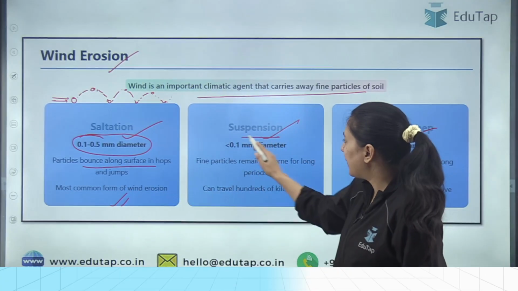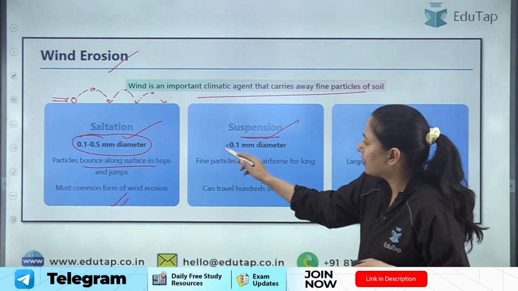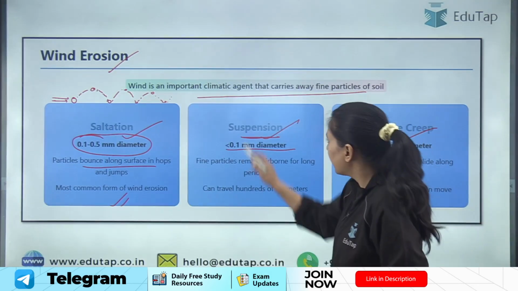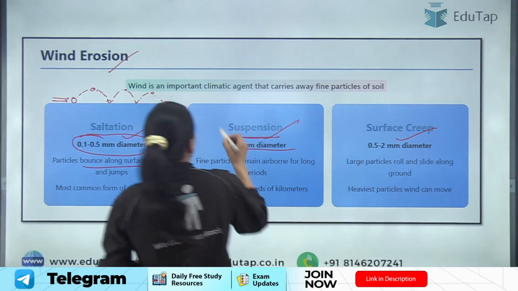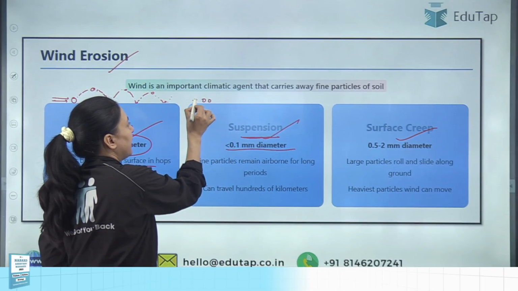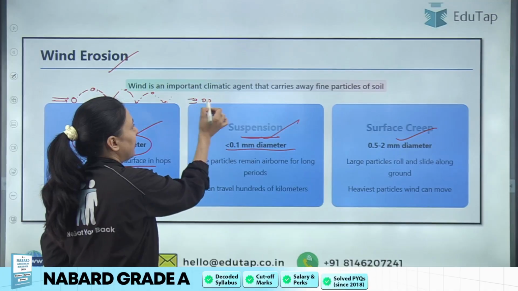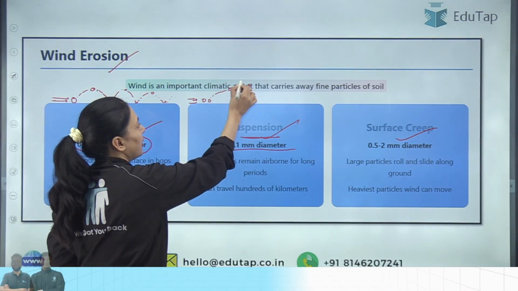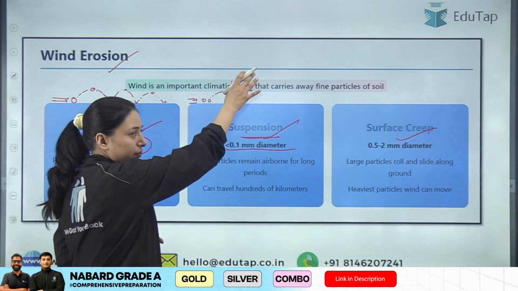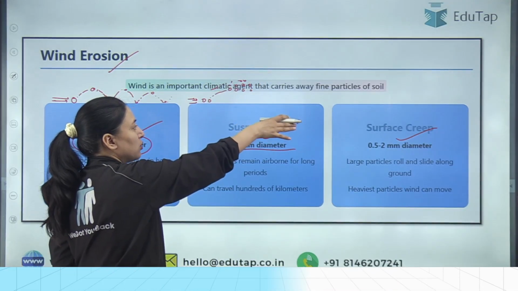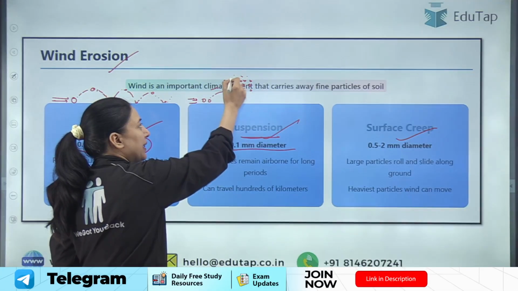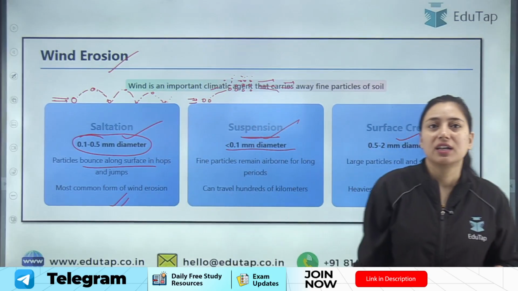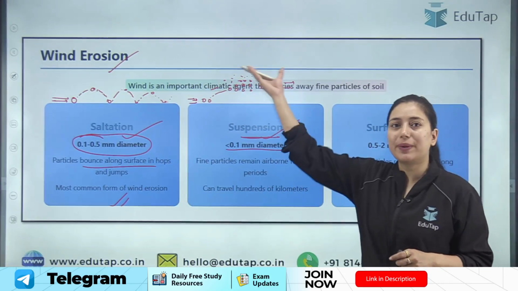Now next we have suspension. Suspension happens in particles where the diameter is less than 0.1 mm. What is suspension? Like, this is a soil particle having diameter less than 0.1 mm. What will happen? The wind will hold this particle into the air. These particles do not bounce back to the earth surface, rather they are suspended in air and they travel along the wind. So this is suspension, when the particles are suspended in the wind.